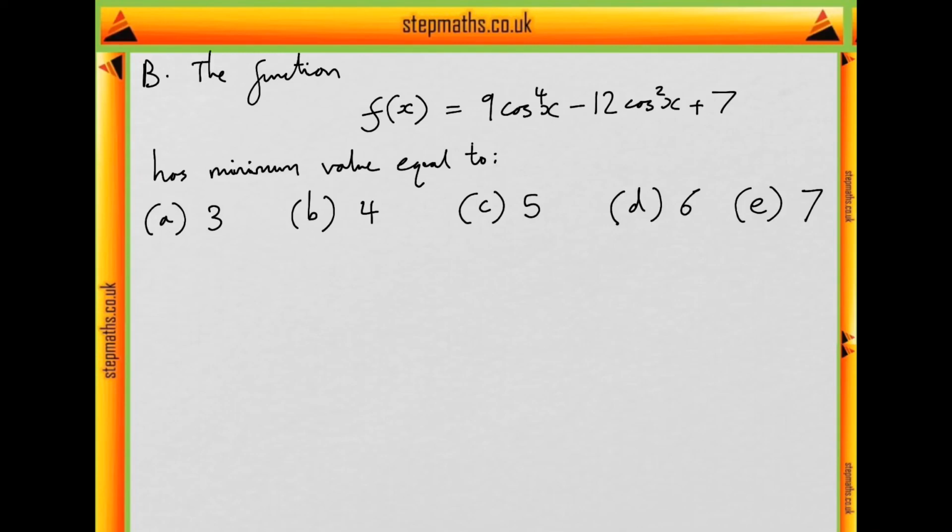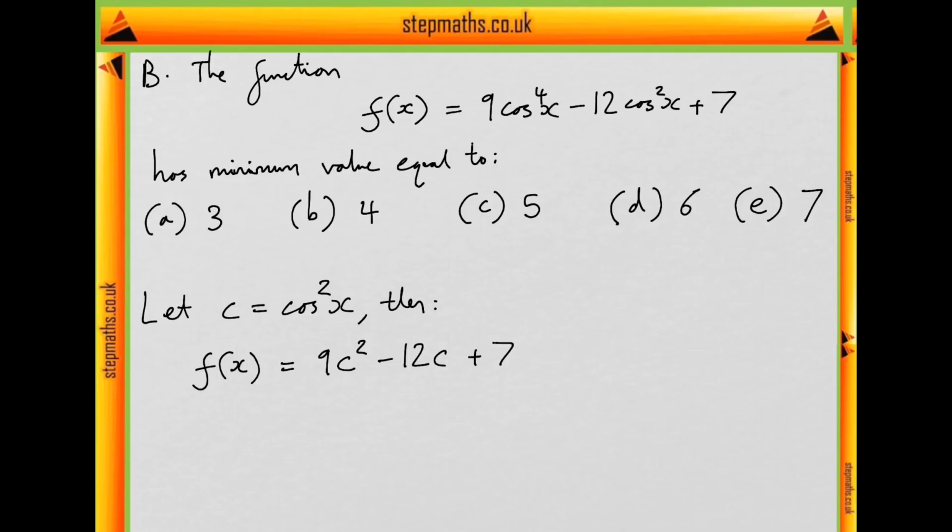Let's treat this as a quadratic in cos squared. So I'm going to let c be cos squared. And then what do I have? Well, I can write f of x as 9c squared minus 12c plus 7. Looking at this quadratic, I want to find its minimum value.